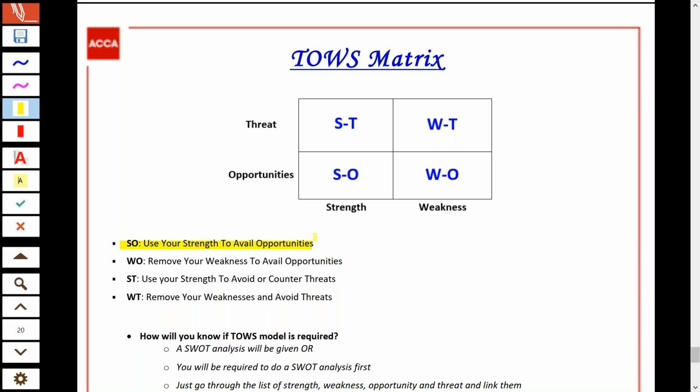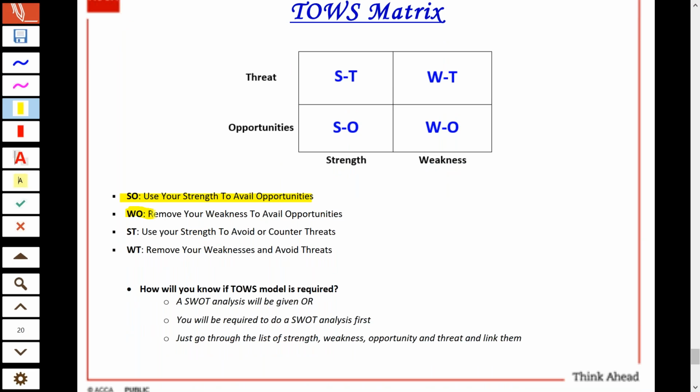So doesn't it make sense that because I'm good looking, I'll try to go for having some girlfriends? So I'm using my strength to avail opportunities. I'm sorry for this kind of example, so please don't complain to ACCA, but it will help you remember. Okay, these WO, remove your weakness to avail opportunity.